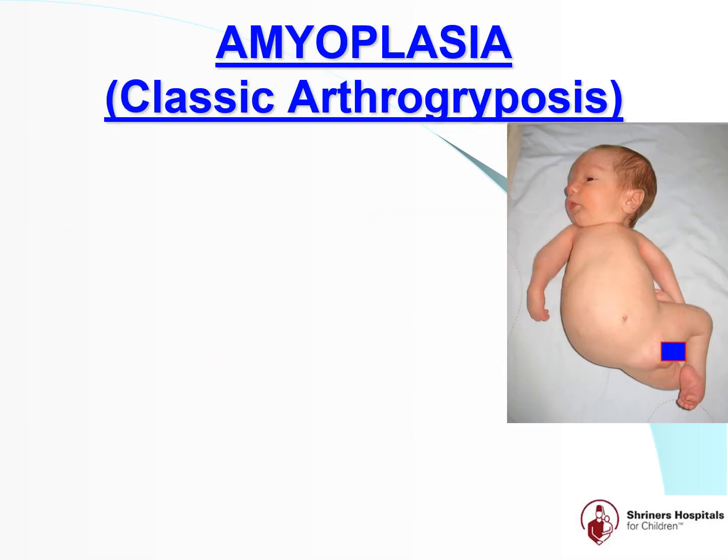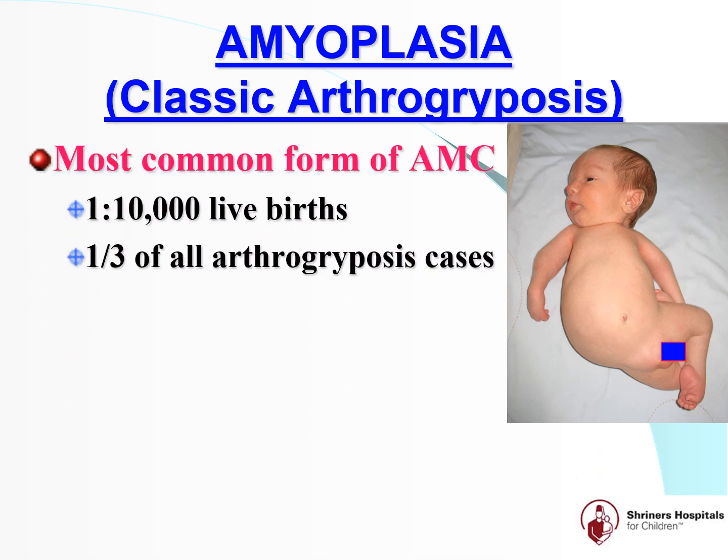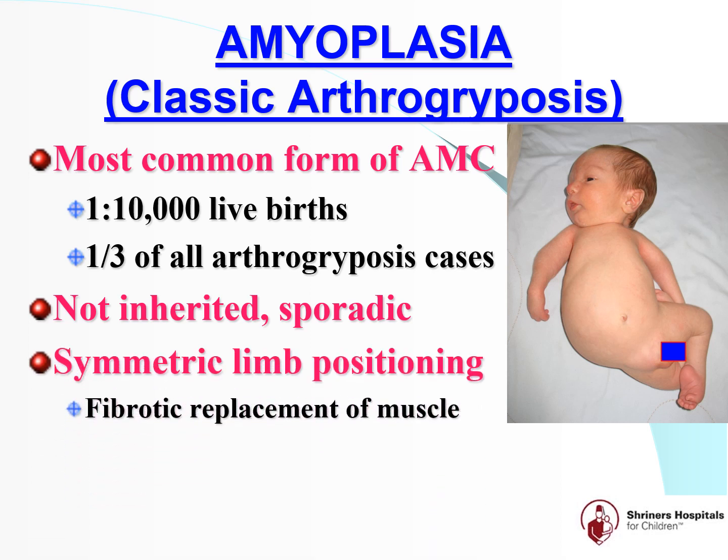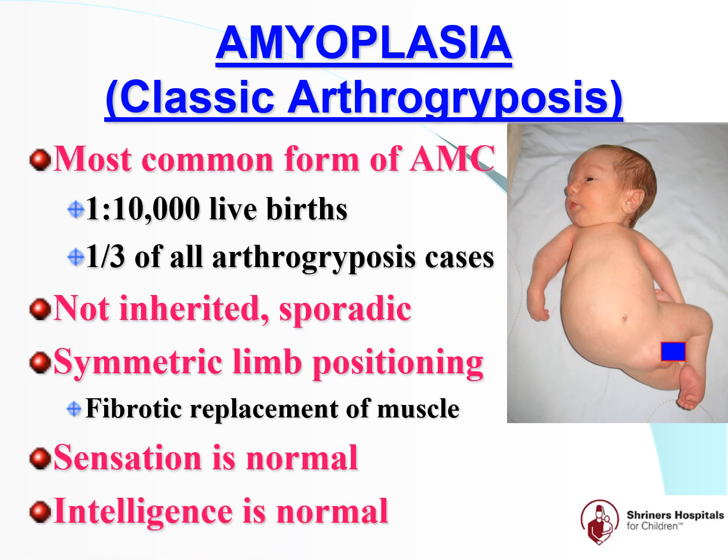So let's start with amyoplasia. It's the most common form of arthrogryposis, happening in 1/3 of all cases of arthrogryposis. It is not inherited, but happens sporadically, meaning that it comes about spontaneously. Usually there is symmetrical involvement of the limbs. Sensation is normal in these children, as is intelligence. They are oftentimes very smart.